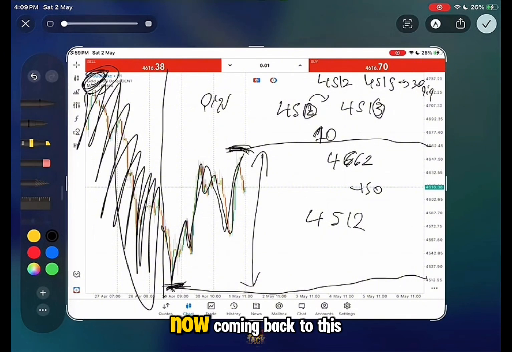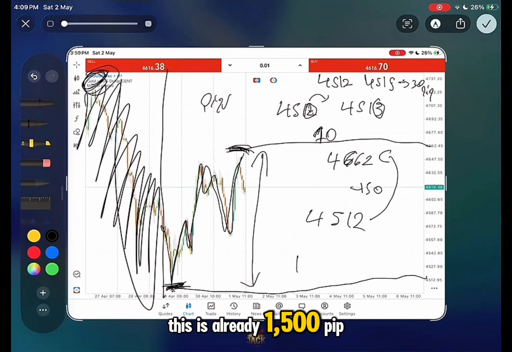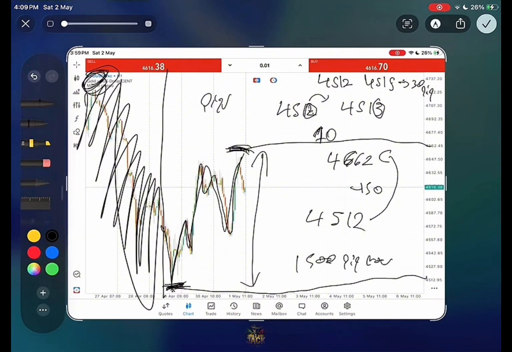Now coming back to this, as you can see, this is already a 1,500 pip move. All right, this is already a 1,500 pip move. From 4512 to 4662, 1,500 pip move.